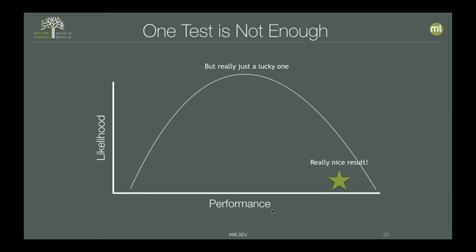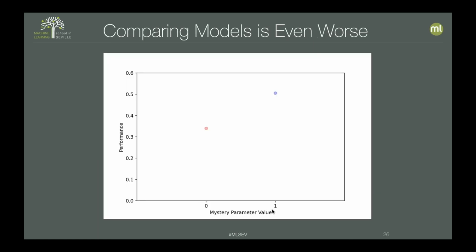What you really want is to know about this distribution, right? You want to run a bunch of tests so you get a sense of, okay, usually my results are here, and the tails of the distribution are on these extremes. And so that's the performance that I can expect to get when I roll this model out. If you just do one test, you don't have an idea about that distribution.